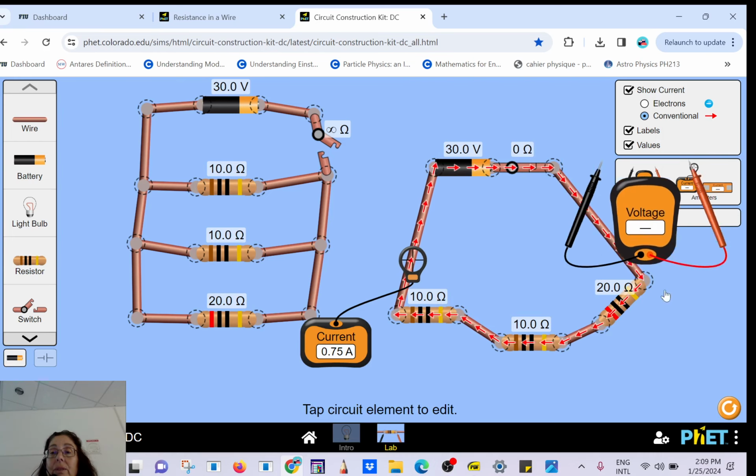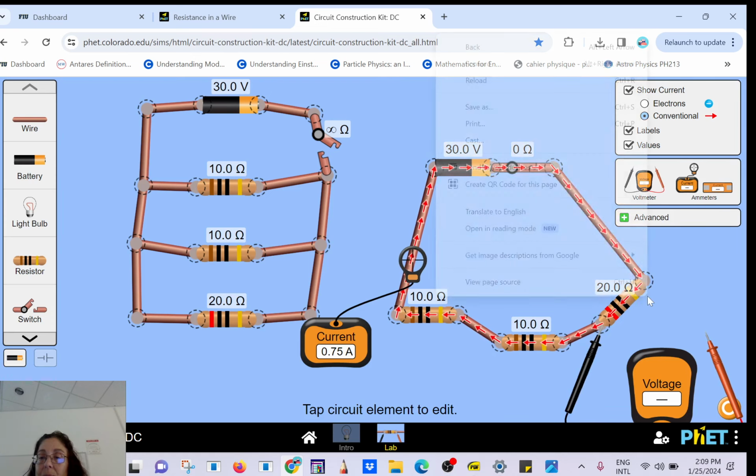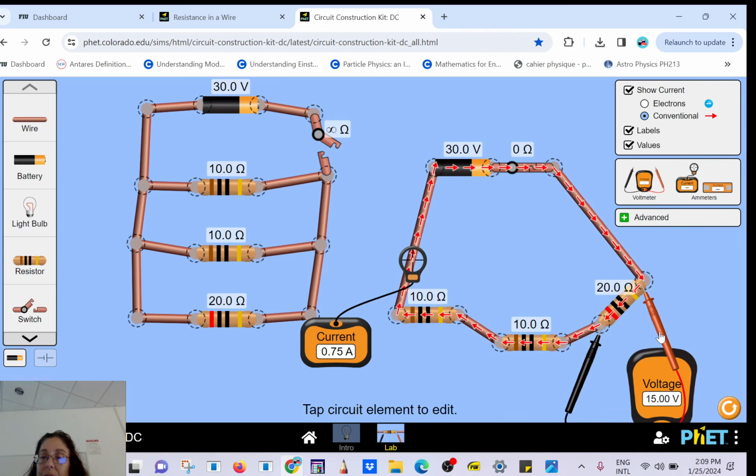Take your calculator. What do you think using Ohm's law? What's going to be the voltage across here? So you do 20 times 0.75, right? What do you get? 15? Okay, thank you. Don't space out. I see people spacing out. 15 volts, yes?